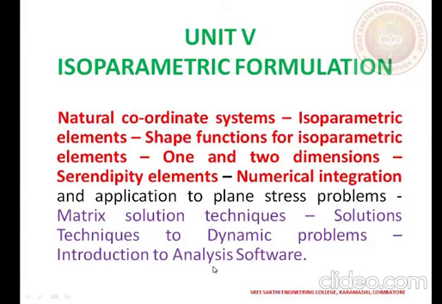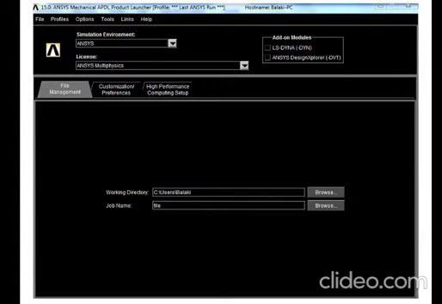Nowadays several softwares are available. The first one is Abaqus, another one is ANSYS, the third is Hypermesh, then Astron, then Cosmos. These softwares are commercially available, but the familiar, easy and user friendly software is ANSYS. Next, we are going to discuss the introduction to the ANSYS software.